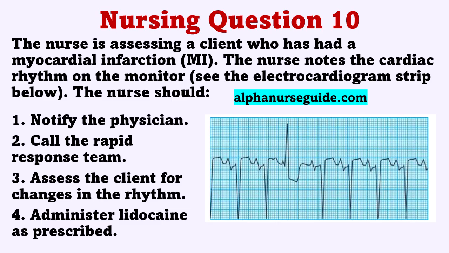Administer lidocaine as prescribed. The correct answer is 3. Assess the client for changes in the rhythm. The client is experiencing a single PVC.